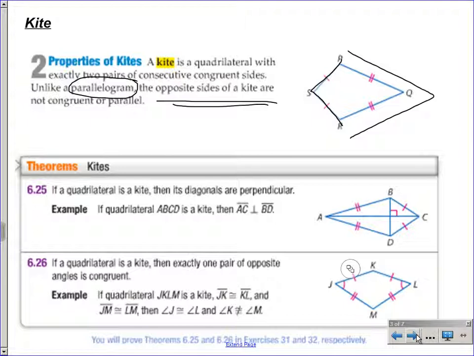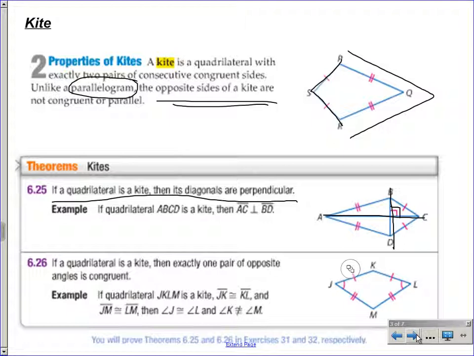So the theorems for the kite. If a quadrilateral is a kite, then its diagonals are perpendicular. So I have A to C is a diagonal and B to D is a diagonal. It connects the vertices, and it creates that right angle right there. Okay, again, think Pythagorean theorem when you see that right angle.